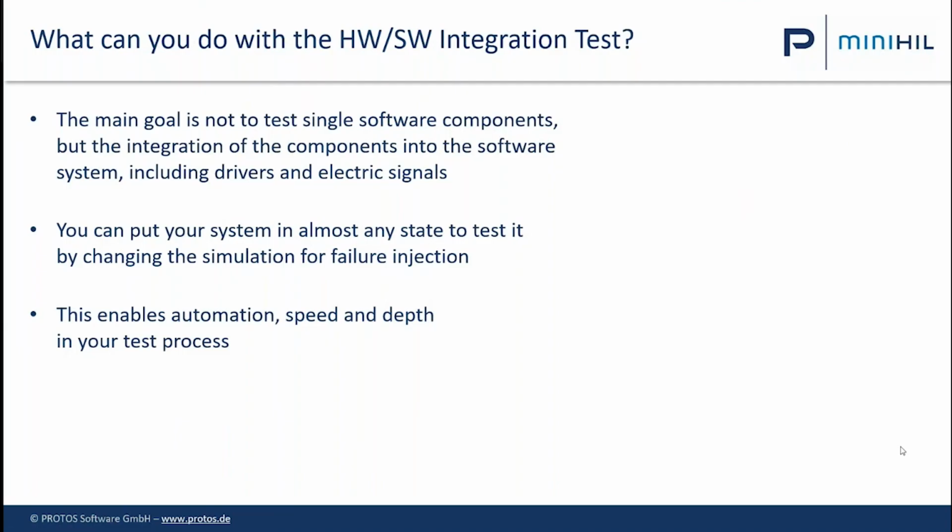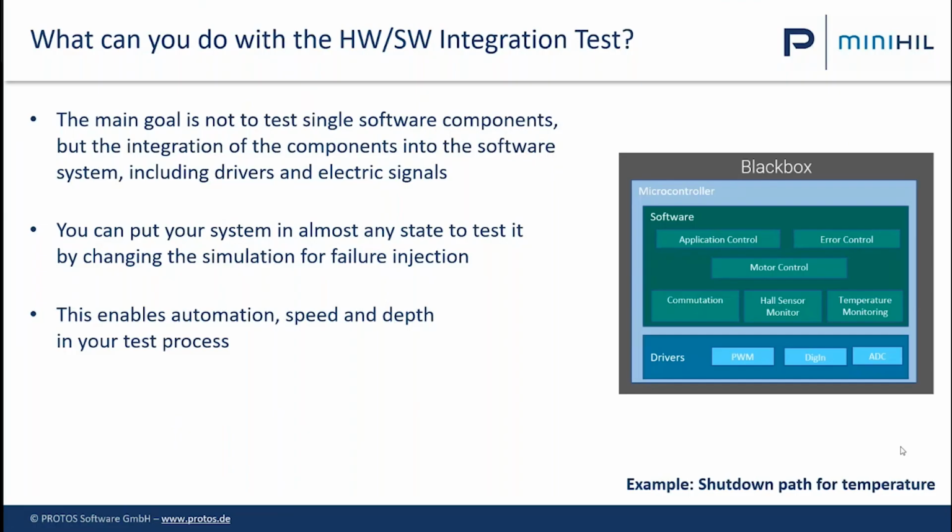So by simulating the environment, you can put your system into almost any state to test it by changing the simulation for failure injection. And this allows you to test very fast through automation. You get speed, test depth, and so on in your test process. Now, let's have a look at an example. What can you test with this?